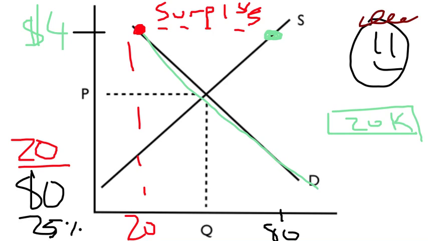So what he's going to have to do is he's going to have to lower his prices to where demanders are willing to pay, and I'll just make that $2. So there we go.